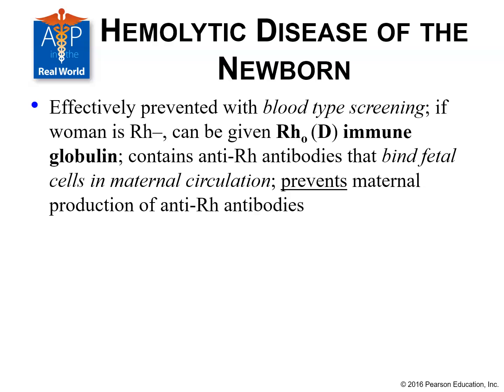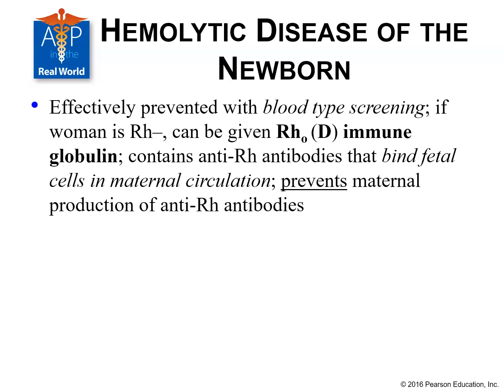And if the woman is Rh negative, she can also be given Rh immunoglobulin, also called RhoGAM, R-H-O-G-A-M, which does contain anti-Rh antibodies that bind the fetal red blood cells in the maternal circulation that might have entered. And that prevents any maternal production of anti-Rh antibodies.